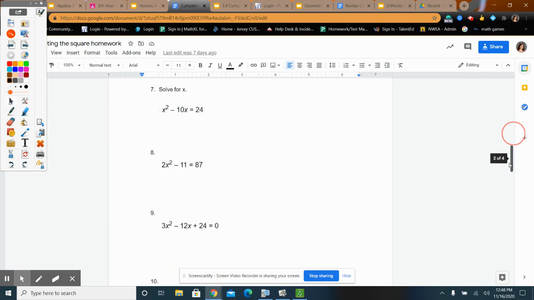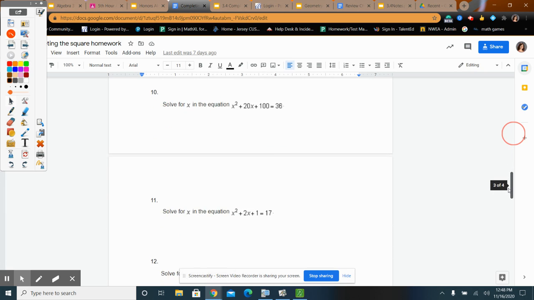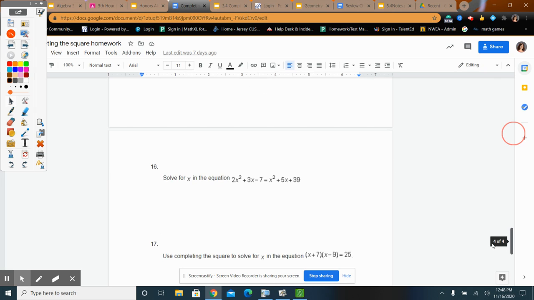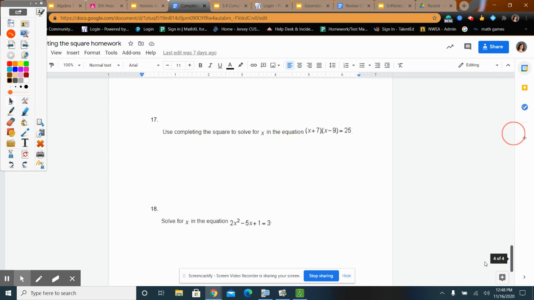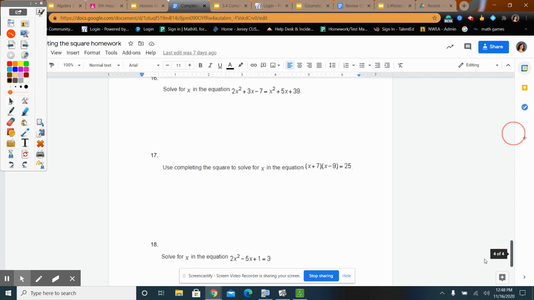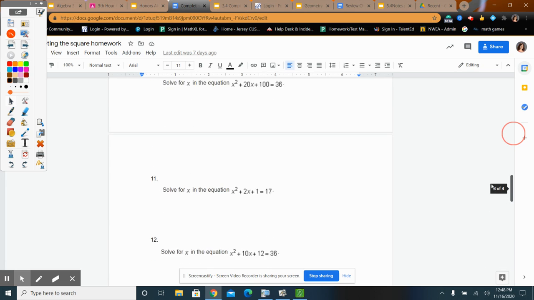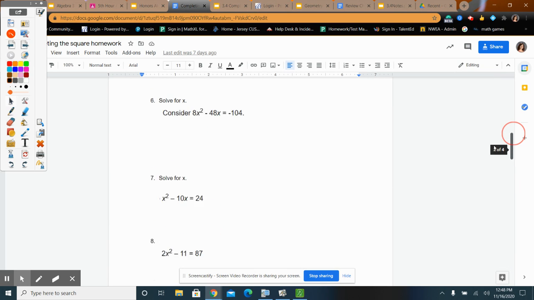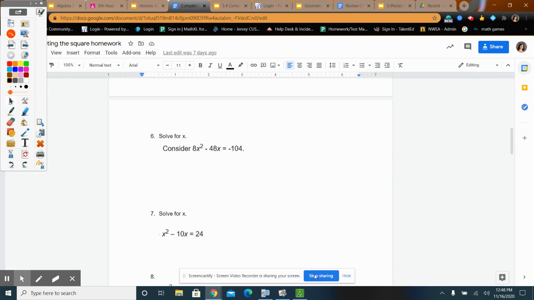Actually, I changed my mind. We'll do the leading coefficients tomorrow. You're going to skip some of these on the homework. The ones that have leading coefficients, you'll skip. So you're going to skip questions, I wrote them down in the slideshow, 18, 8, 9, and 6. Those are the ones you're going to skip. So that's just an introduction to completing the square, and we'll do a little bit more complicated ones tomorrow.